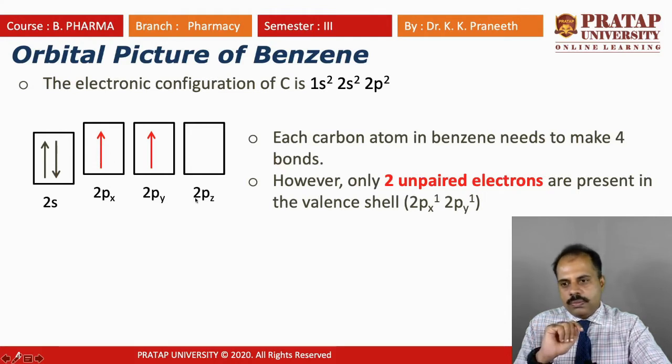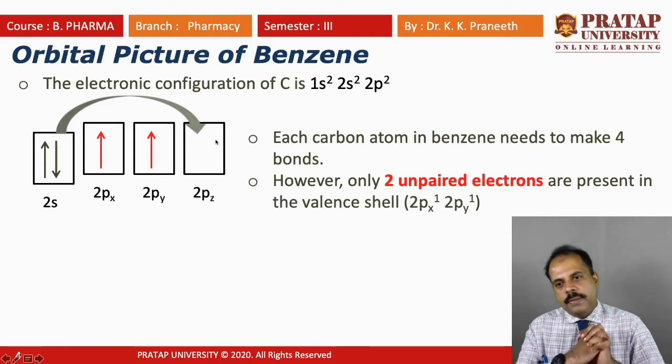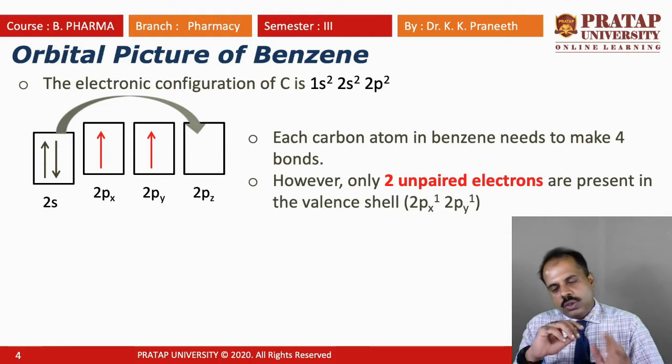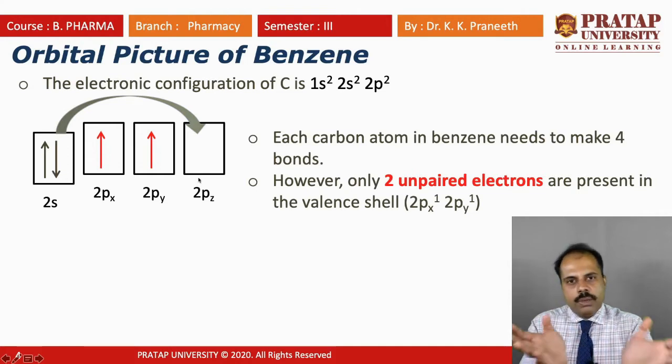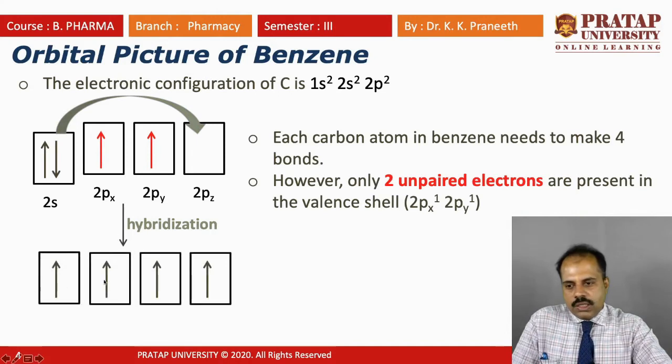So what will it do? It will undergo promotion of an electron, 1 electron from the 2s orbital to the empty 2pz orbital, because this 2pz orbital is empty and can accommodate 1 electron. So there is a promotion of 1 electron from the s orbital to the p orbital, and during this process all these orbitals become the same energy. This is called hybridization, and the orbitals of the same energy are called hybrid orbitals.